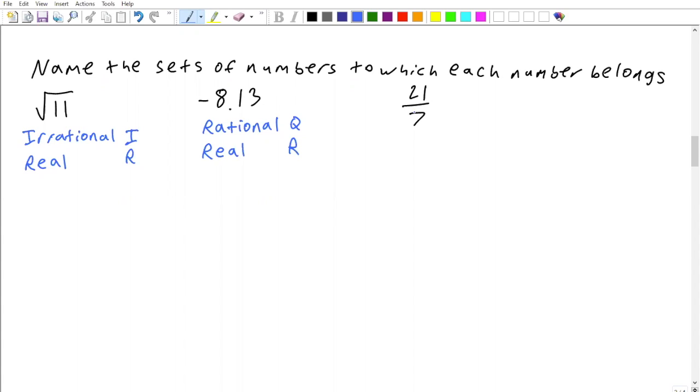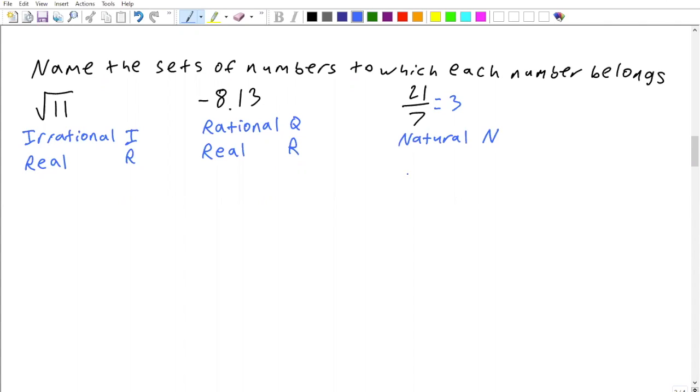21/7. First thought, oh, it's a fraction. It must be rational. And yes, it is absolutely rational. However, 21/7 is not fully reduced. 21/7 is actually 3. 21 divided by 7 is 3. So that's what we got to look at. We got to look at 3. Well, 1, 2, 3. It's a counting number. It's a natural number. Natural number N.